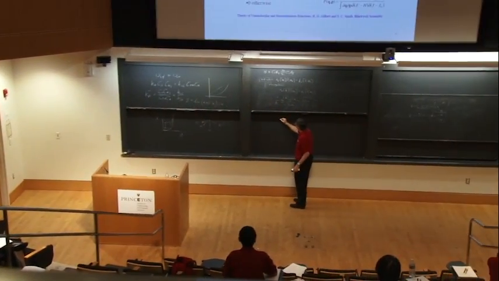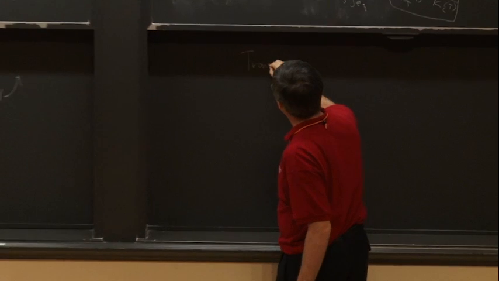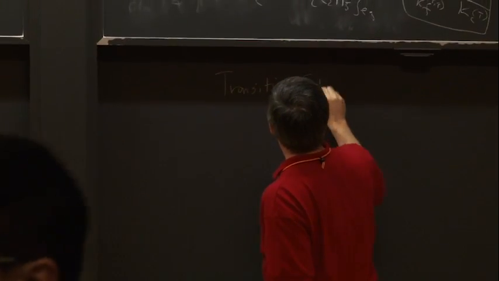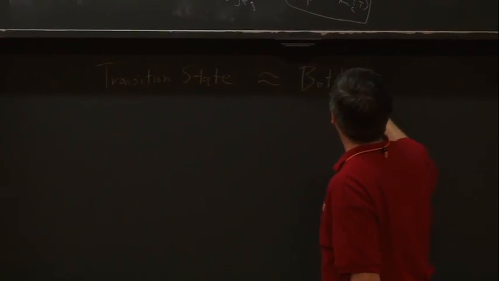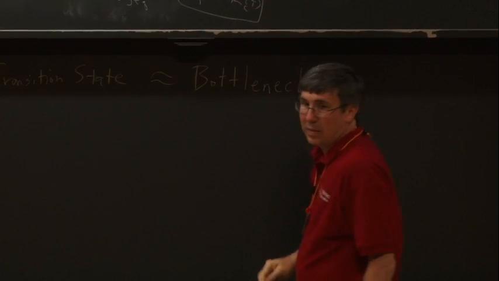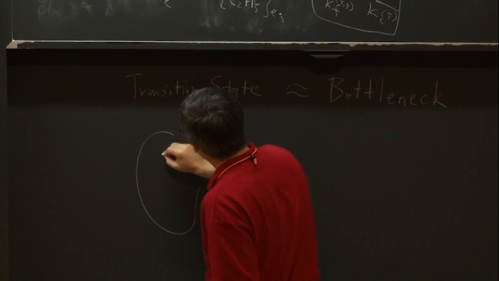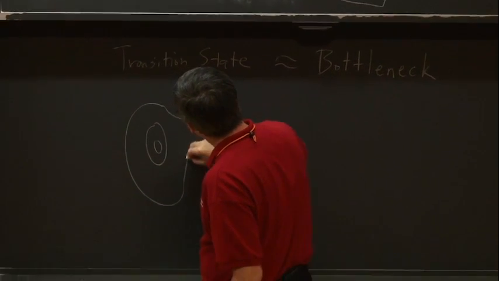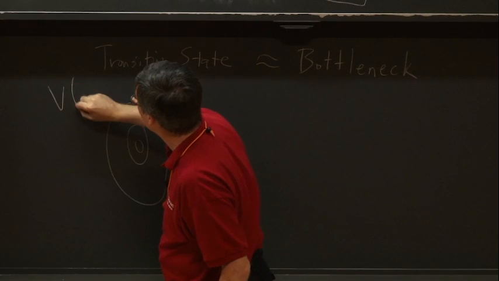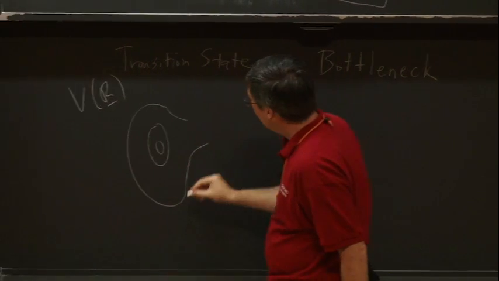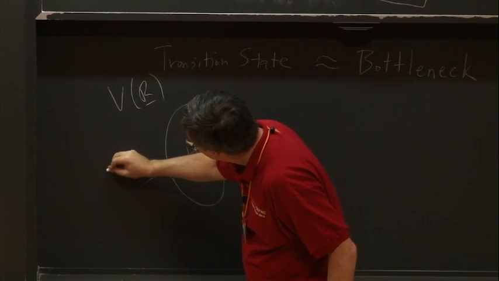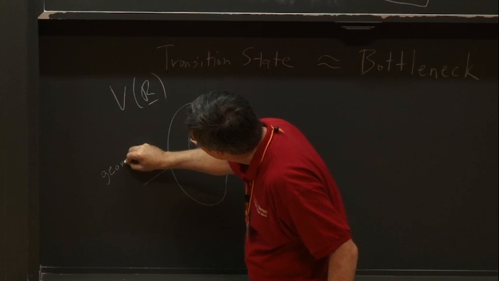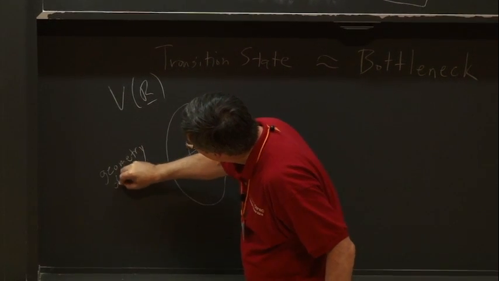What a transition state is. Suppose I have some reactant valley over here. This is a contour plot of my potential space V of R. And I define this position here, I call that the geometry of the reactant.